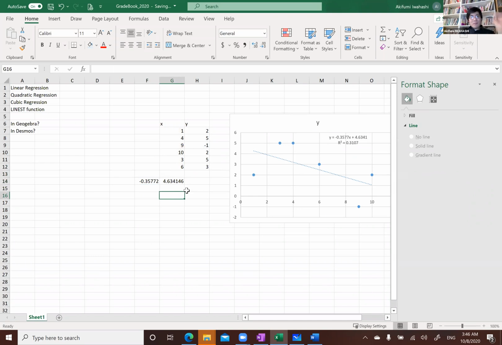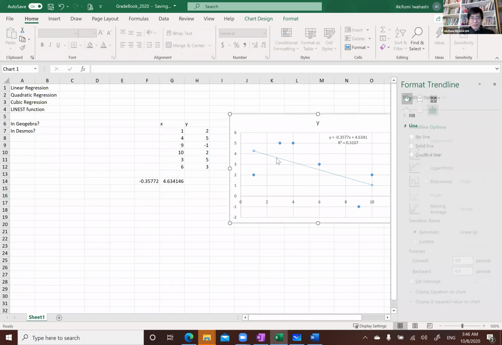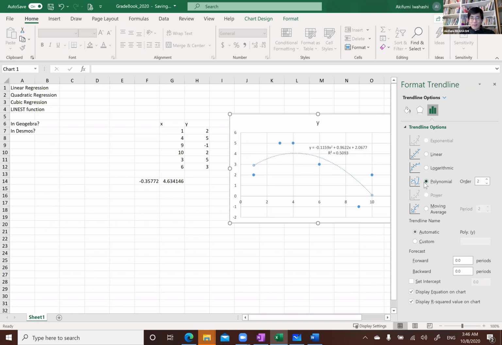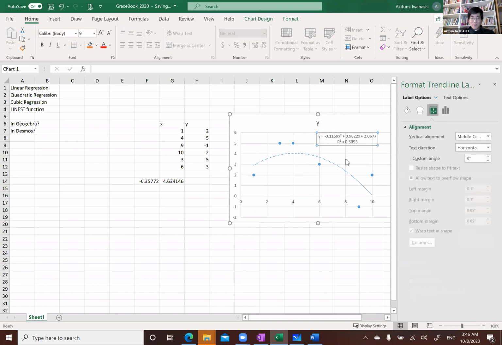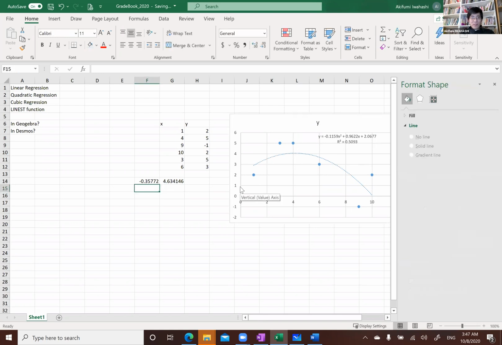Okay, now let's move on to the quadratic one. It's very easy to change into the quadratic curve using Format Trendline. Instead of using a linear model, you choose a polynomial model, and the polynomial of degree 2 is a quadratic curve. And you can see the best equation here as well. So this is going to be the best parabola that is closest to the set of points.